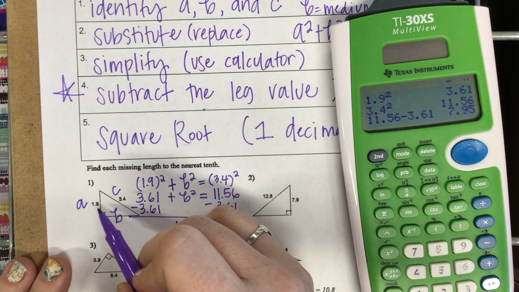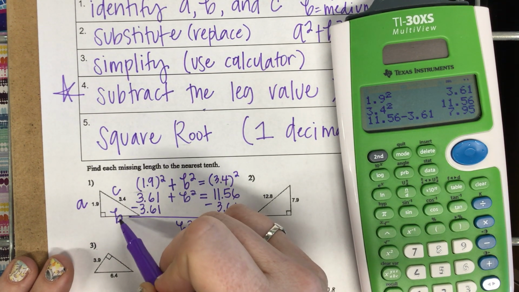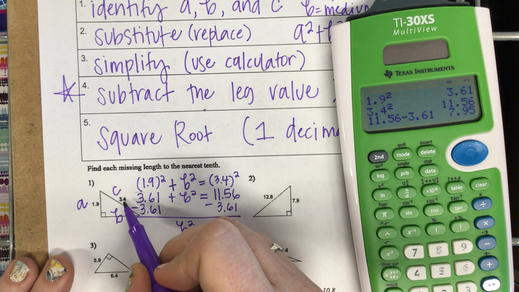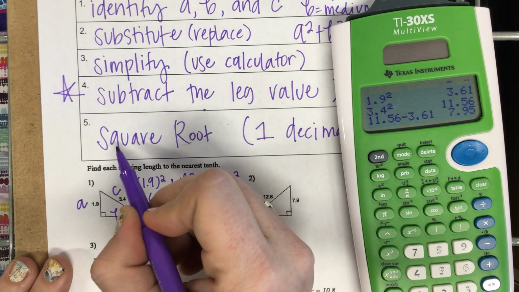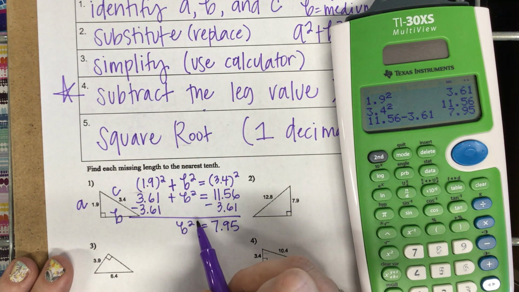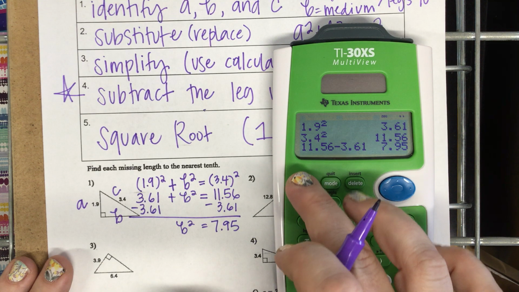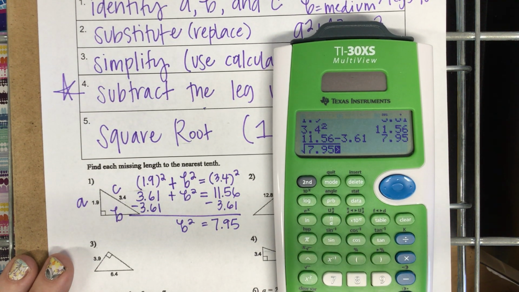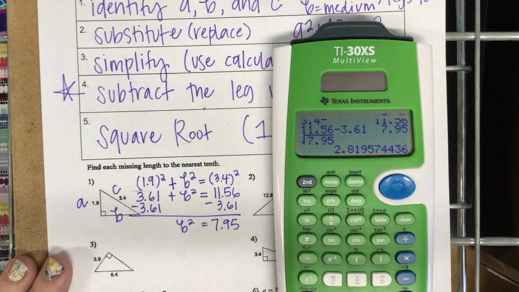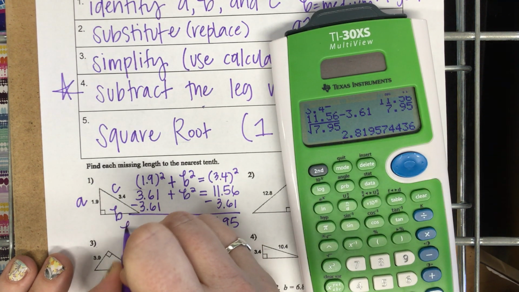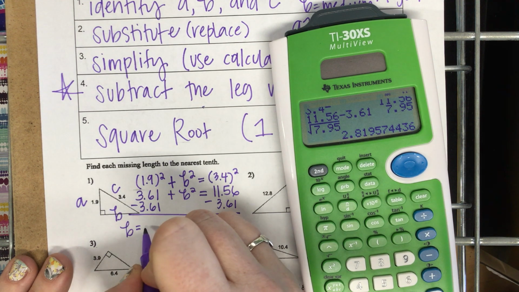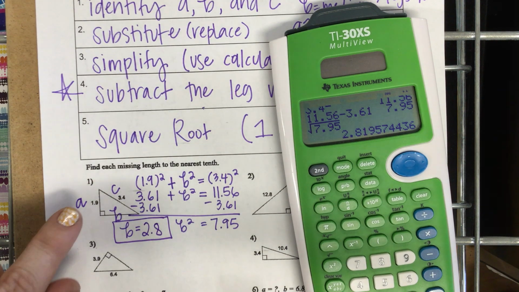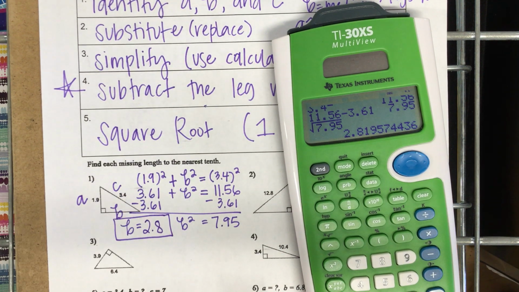7.95, and is that my answer? Is A 1.9 and B is 7.95 and C is 3.4? No, because my last step is to square root it. That's what B squared is. So I have to do the square root of 7.95, and I want 1 decimal place. So B equals 2.8, which makes sense. It's the medium side.